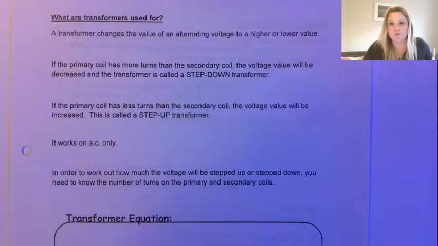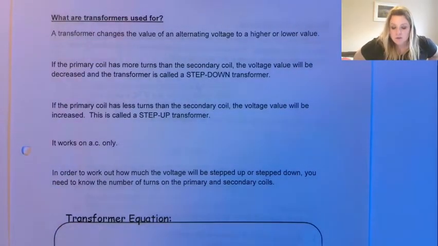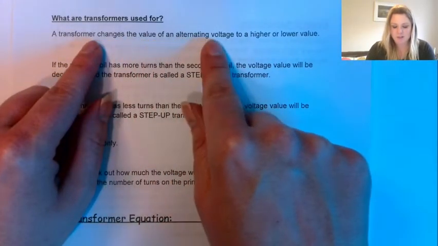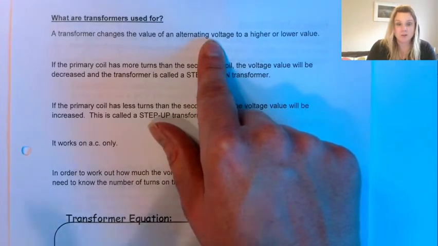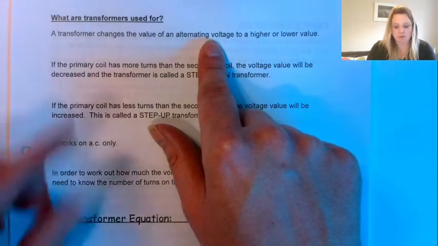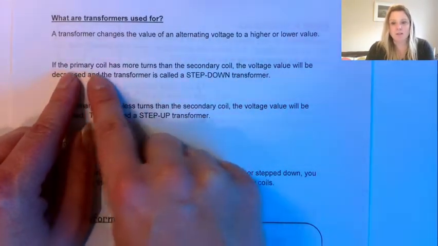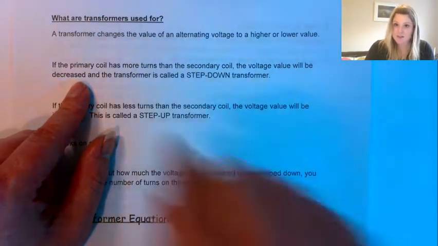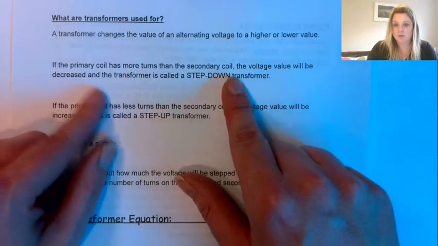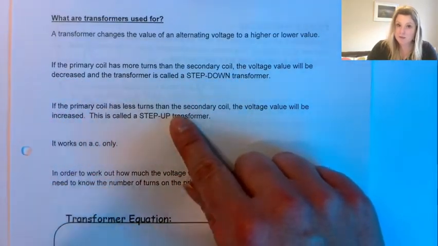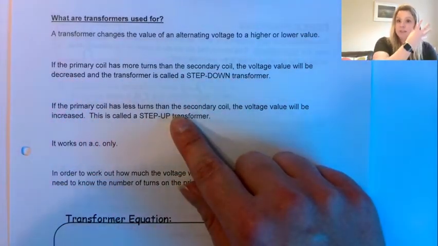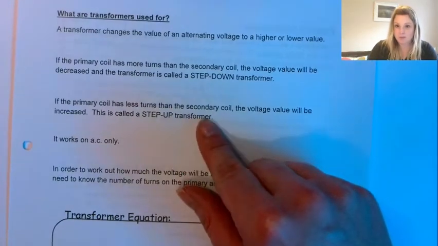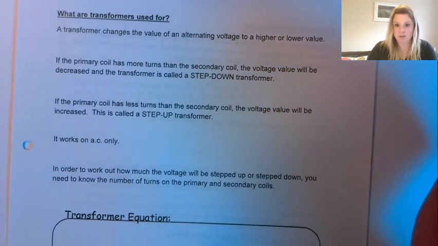So over onto 241 then, what are transformers used for? I think I mentioned this ever so briefly earlier, but it changes the value of an alternating voltage to either higher or lower depending whether it's step up or step down. So if the primary coil has more turns than the secondary, the voltage is going to be decreased in that secondary, so it's called a step down transformer. If the primary has fewer turns than the secondary, then the voltage is going to be increased, and that's a step up transformer. Has to be alternating current.